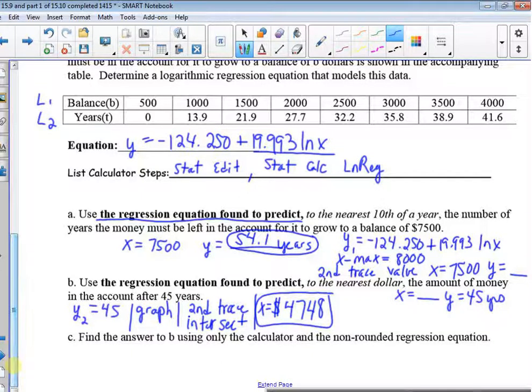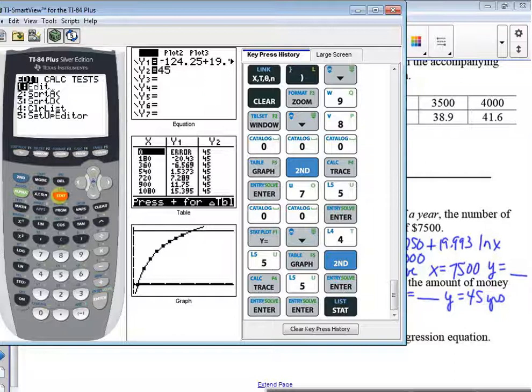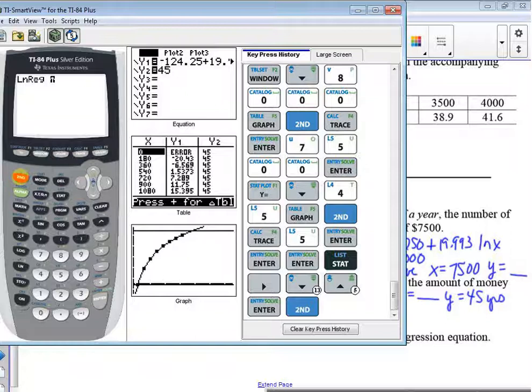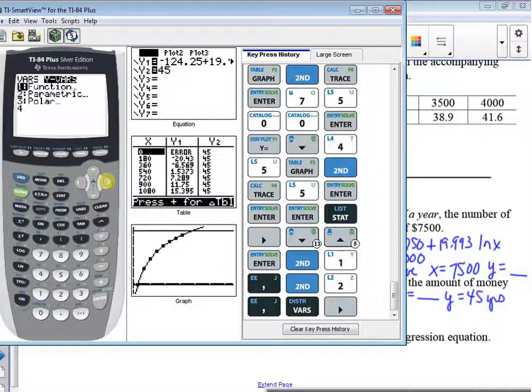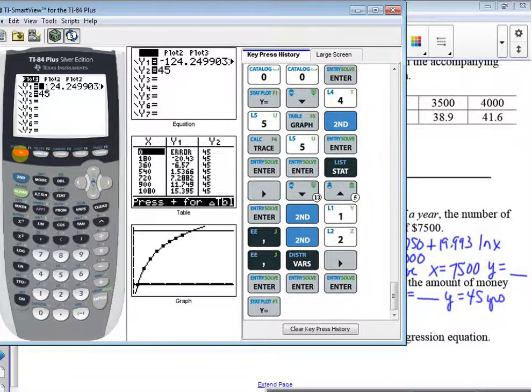Now, it says find the answer using only the calculator and the non-rounded regression equation. So we'll go back in here and we'll go to stat, calc. I got to go find that. I got to re-enter this. Okay, so there we go. Second 1, comma, second 2, comma, vars, y vars, function, y1, enter. So now that regression equation is stored back in there.